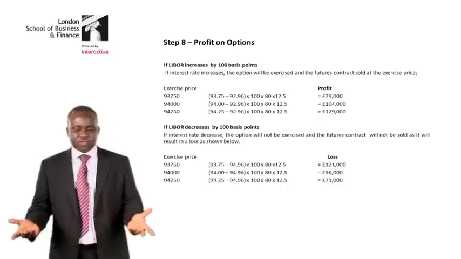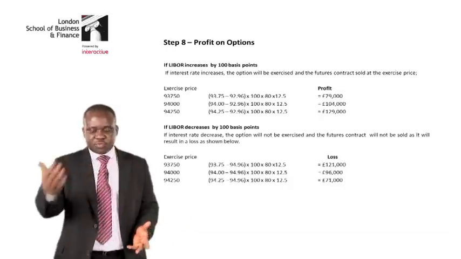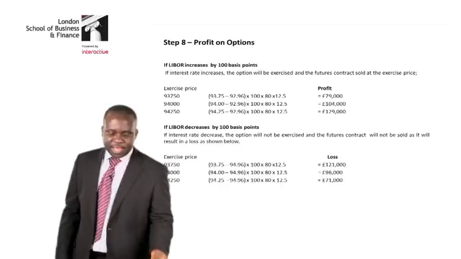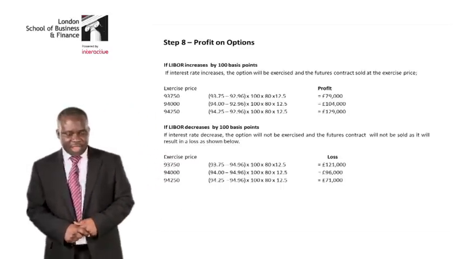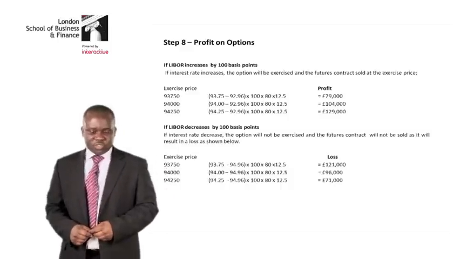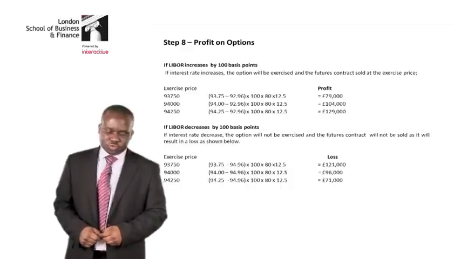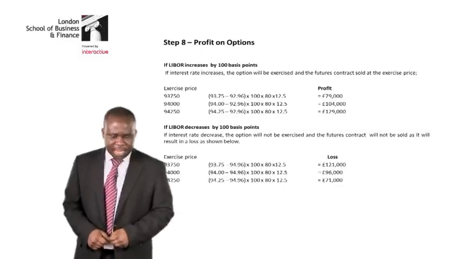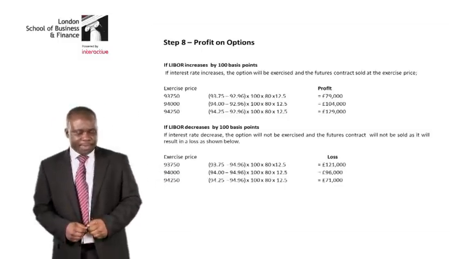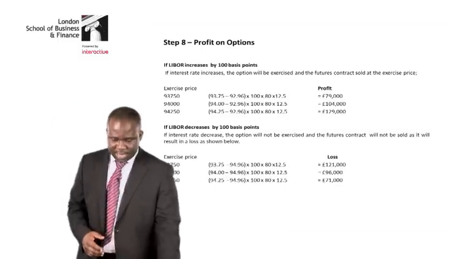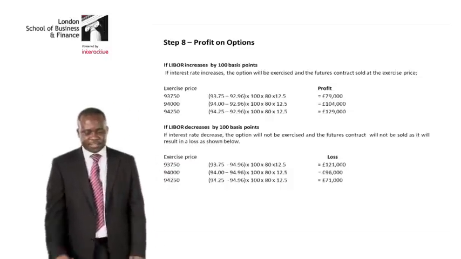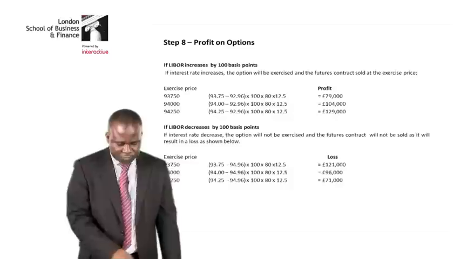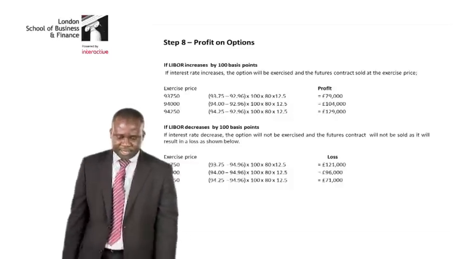So if you know how to calculate that, just as we calculated the profit on the futures, you take the selling price, which is 93.75, minus the closing price of futures, which is 92.96, multiplied by 100, multiplied by the number of contracts, multiplied by the tick size. And that's what you have to do for all the three exercise prices.